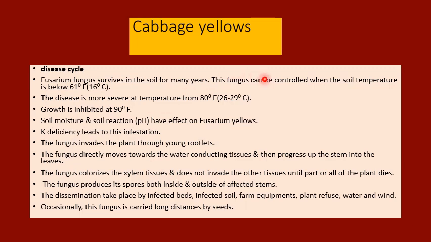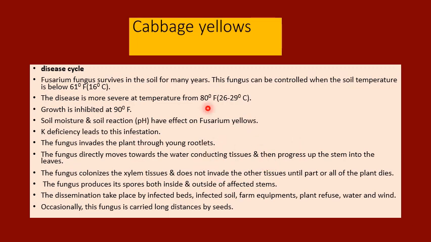Actually, this disease is somewhat different from the other diseases because it is severe at some particular higher temperature and dry conditions, 26 to 29 degrees Celsius. And also soil moisture and soil reaction have an effect on Fusarium yellows. If we apply potassium at an imbalanced rate, potassium deficiency may happen. With potassium deficiency also, the cabbage yellows fungus can infect.